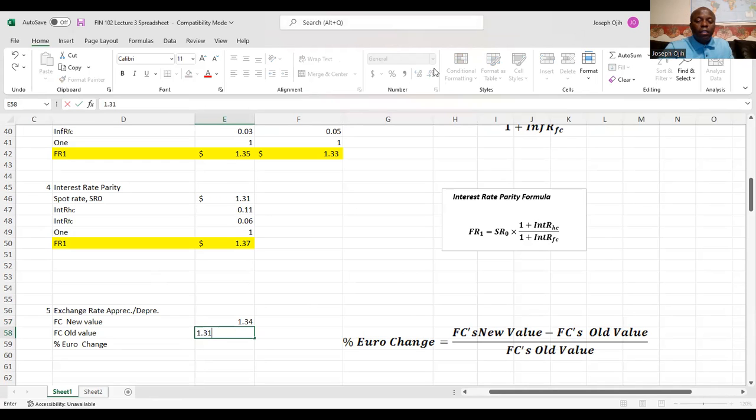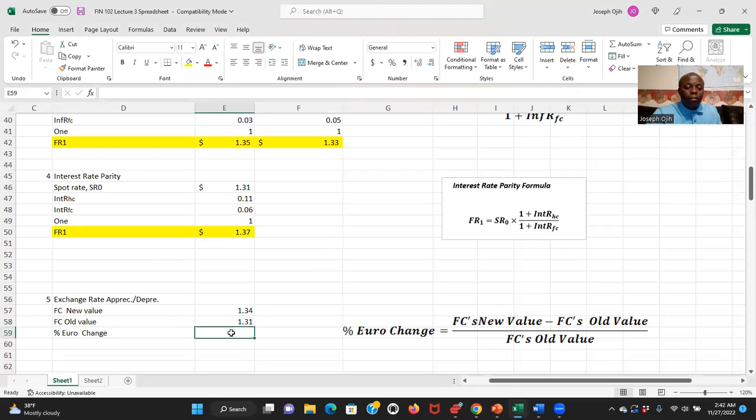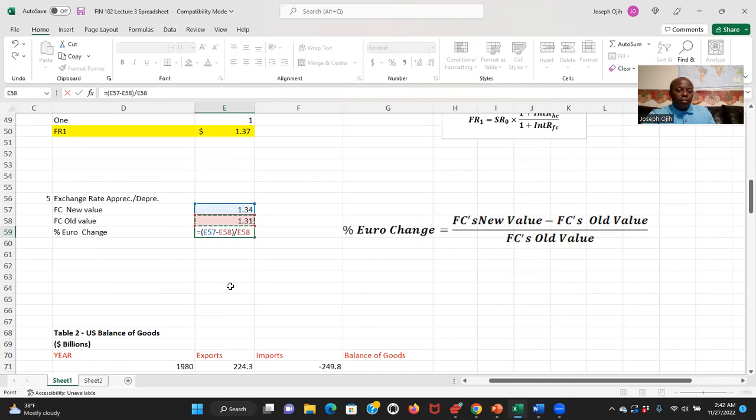All right. Look at that. So the euro change, percentage change. Now you plug it into this formula here. Put equal sign and then put parentheses. This here minus old value divided by old value. And when you press the enter key to give you the answer, now you can make it a percent.